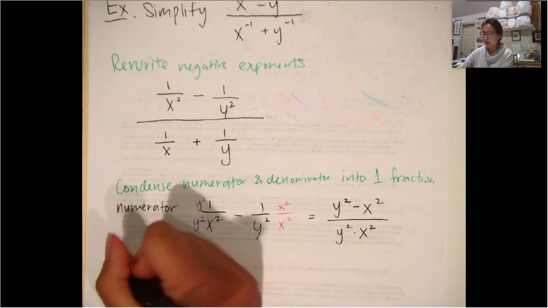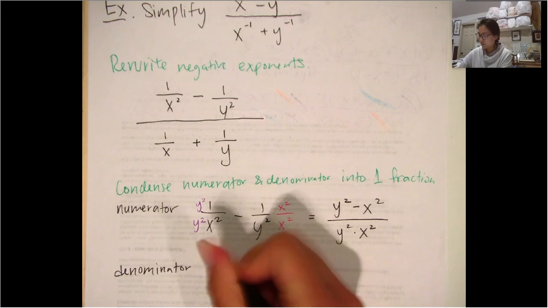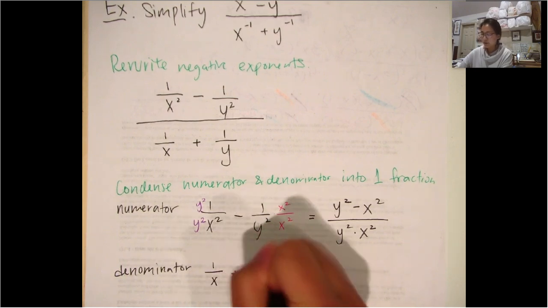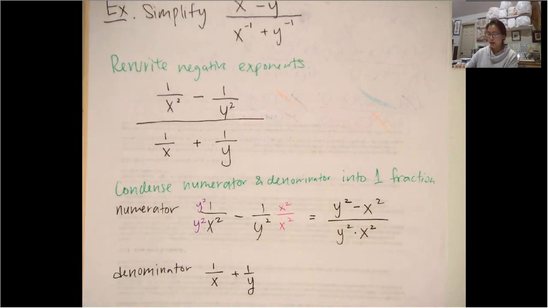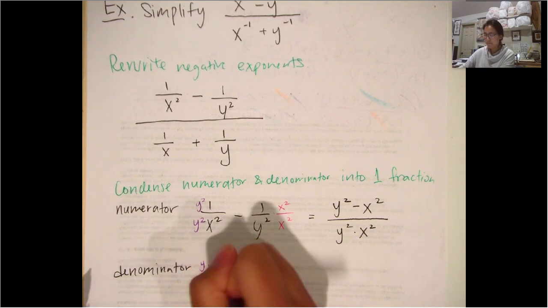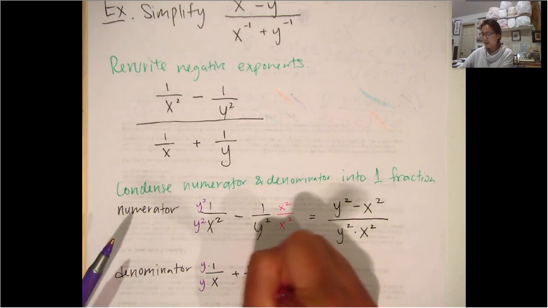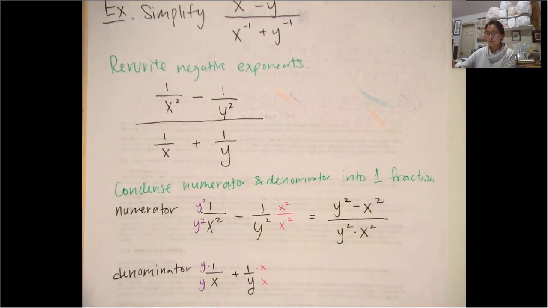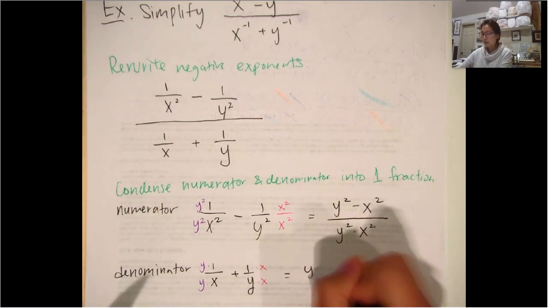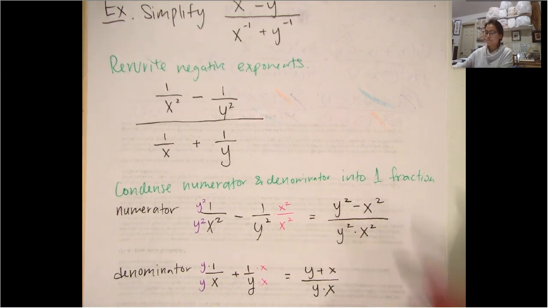Let's go ahead and do the denominator as well. So you have 1 over x plus 1 over y. Similar situation. You don't have anything in common between x and y, so you'll just multiply them together. So for 1 over x, we're going to multiply by y over y. For 1 over y, we're going to multiply by x over x. So when you add those together, you have y plus x over y times x.